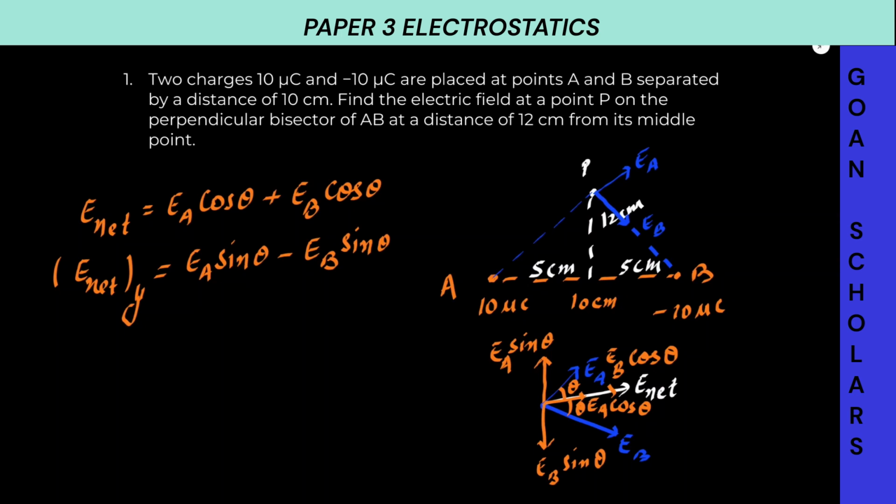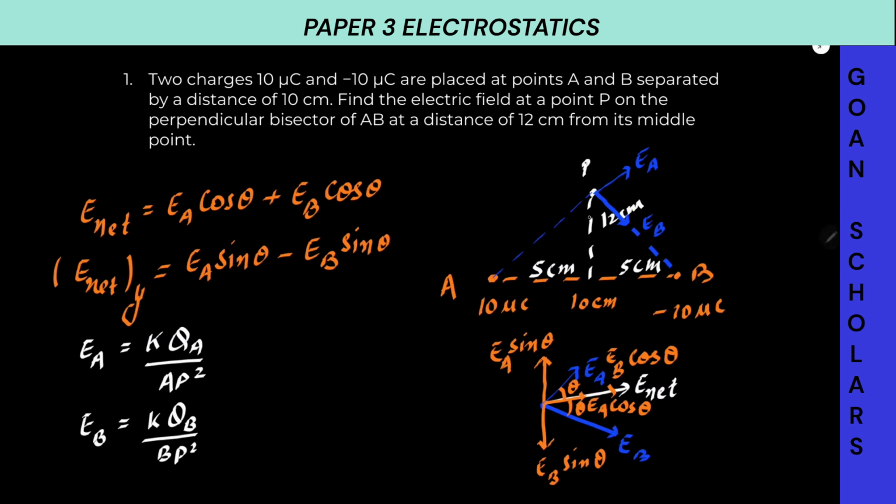Let's figure out what EA, EB, cos theta, sin theta are, correct? So first of all, let's figure out what is EA. EA, electric field due to the charge at A, will be K, where K is 9 into 10 to the power 9, times charge Q which is present at A, whole divided by the separation AP square. And electric field due to B will be K QB upon BP square. Correct? Now what are our AP and BP? Let's figure it out now.